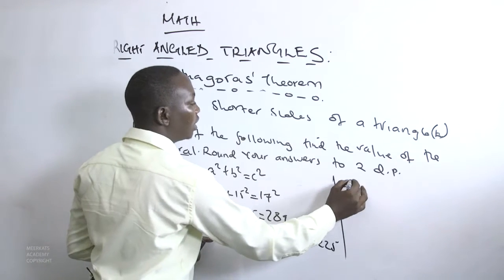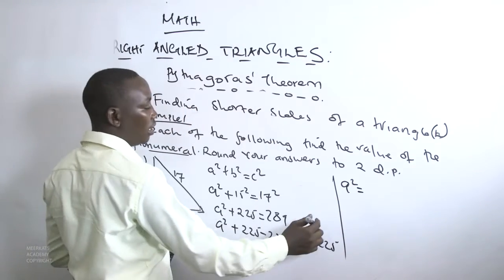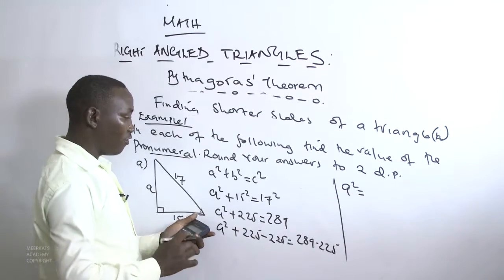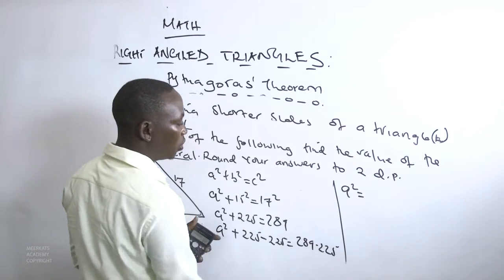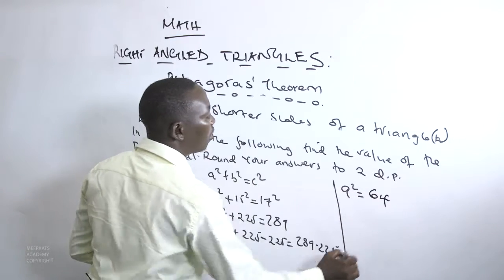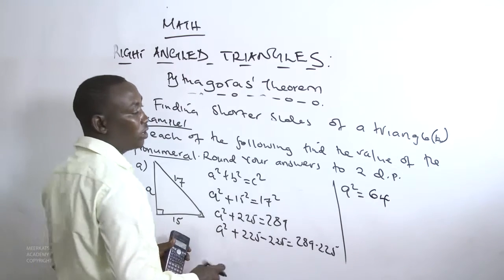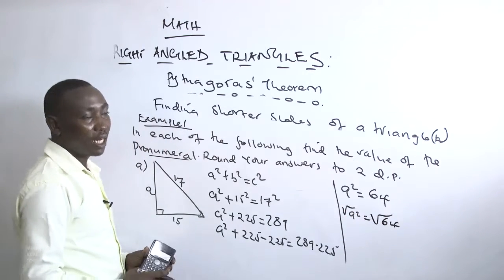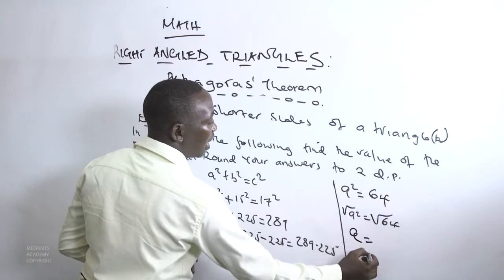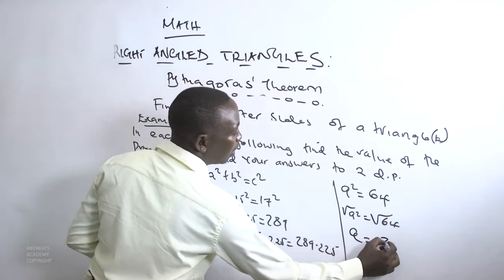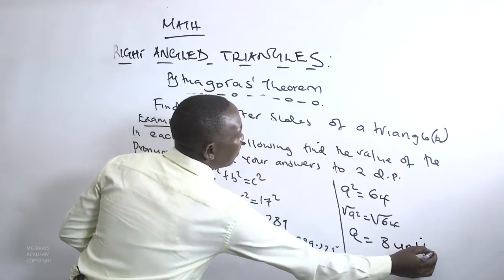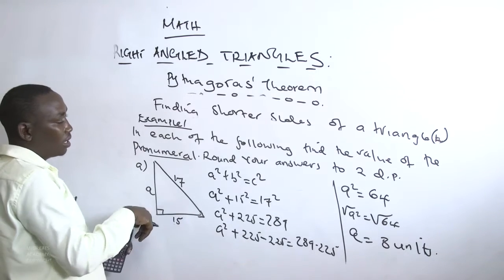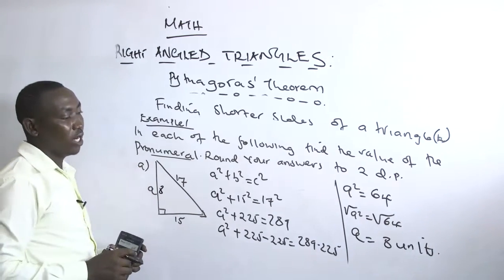This will leave us with A squared on the left hand side equal to, when you subtract 225 from 289, you'll get 64. Now for us to get the value of A, we need to get the square root of the left hand side and the square root of the right hand side. This will give us that A is equal to the square root of 64, which is 8 units. Therefore, this shorter side is 8 units.